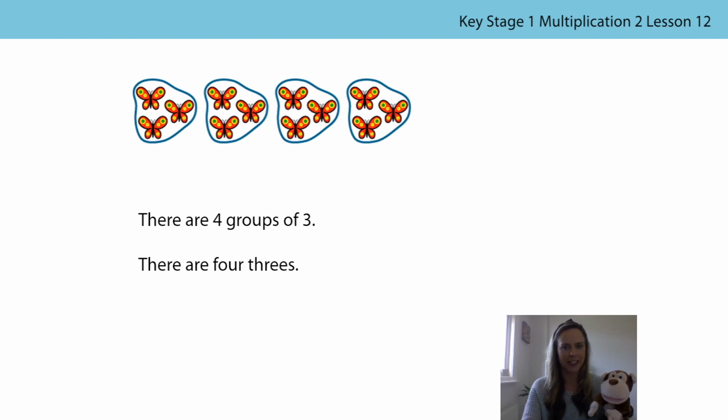This is what Bongo's written. 4 times 3. Is he correct? Does it look like the multiplication expression that you've written? Let's think about whether Bongo's correct or not. The 4 represents the number of groups, and we know that there are 4 groups. The 3 represents the number of butterflies that are in each group, and there are 3 butterflies in each group. Well done, Bongo. So the multiplication expression 4 times 3 represents this picture.